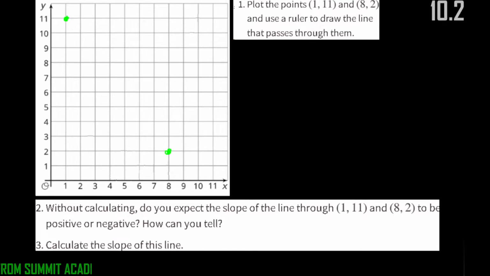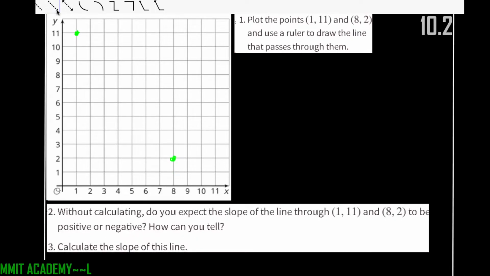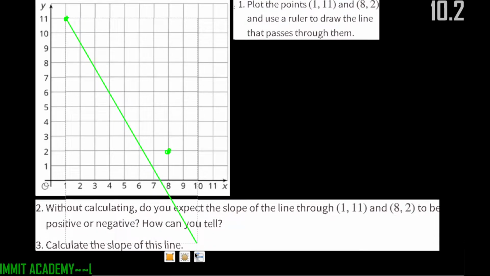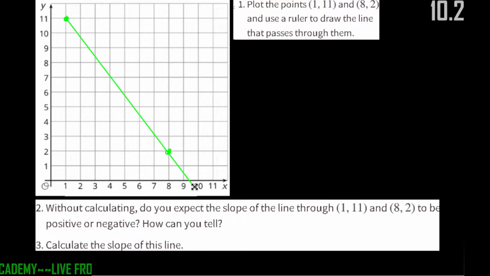So let me see if we can do this real quick for you guys. Draw a line through those points. Something like this maybe. But let me change these around. Something like that maybe. Sure. So again, notice how it passes through both points. We're trying to figure out what would be the slope of that line. So it says without calculating, do you expect the slope of the line through the points (1, 11) and (8, 2) to be positive or negative? So what do you think?